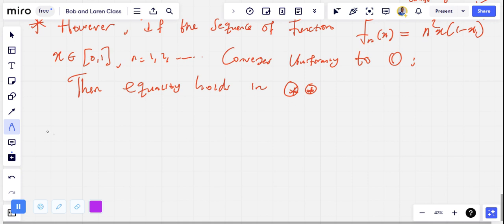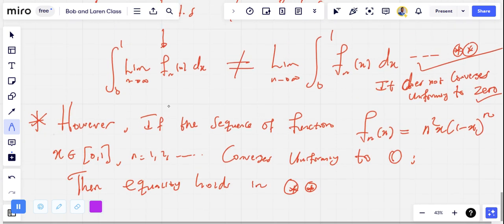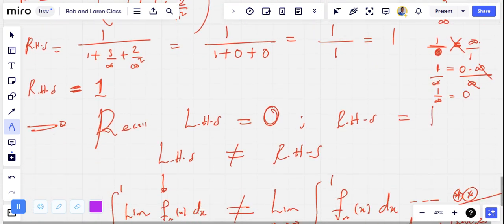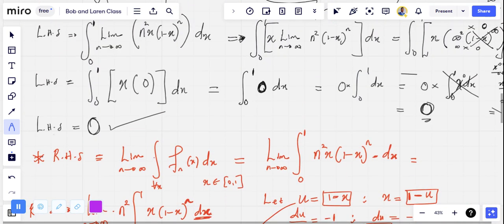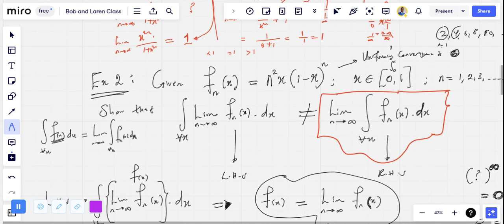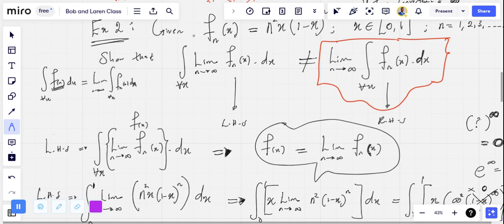So in other words, the reason for the result is that although the sequence of functions converges to 0, it does not converge uniformly to 0 in that case. Although that function converges to 0, there's a difference when this fn(x) here converges to 0.